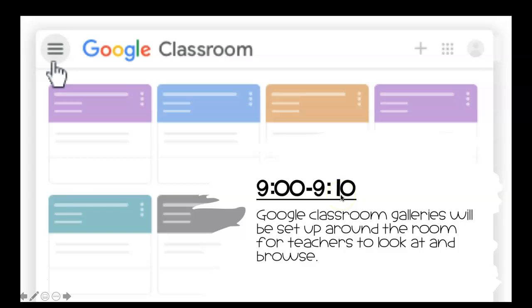To start off, from 9 to about 9:10, so for about 10 minutes, I will have 7 or 8 different computers around the room that have Google Classrooms pulled up on them, and teachers will be able to go around and look at all the different Google Classrooms and how different teachers have certain things set up. I called it a Google Classroom gallery, just so they can get an idea and get their brain thinking as to what we're going to be talking about today.